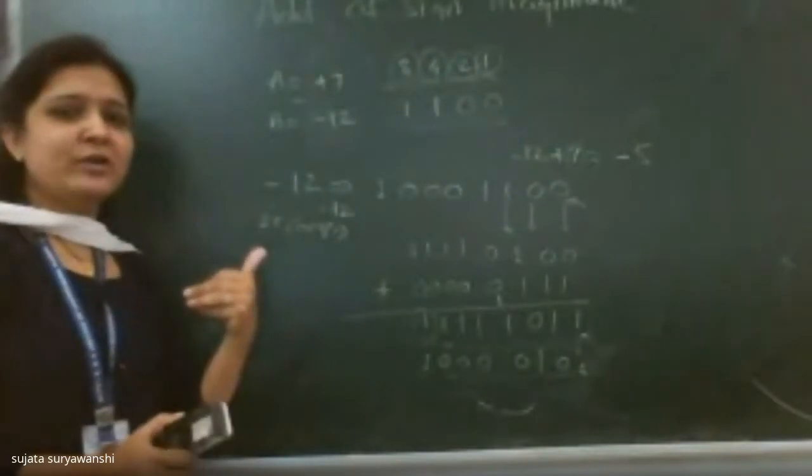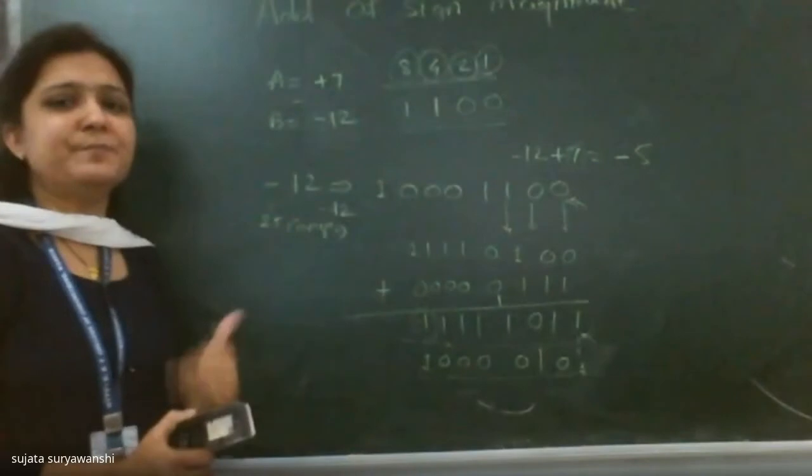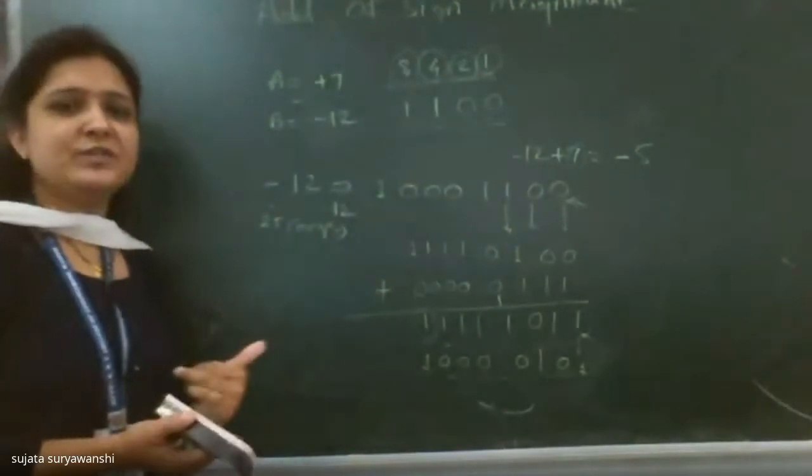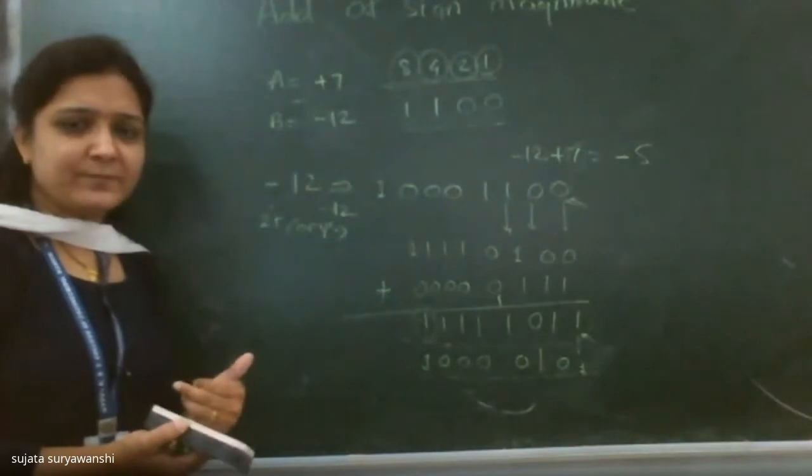Negative and positive, or both negative. Okay. So the first method is what? Your smaller number is negative. And the second method is what? Your bigger number is negative. So which case do you want? Ma'am, can we take both numbers negative? Both negative. Okay.